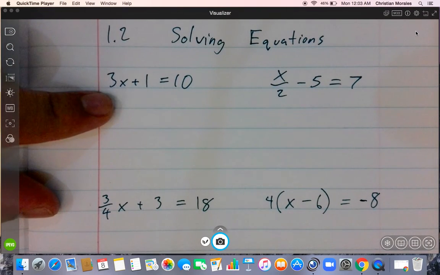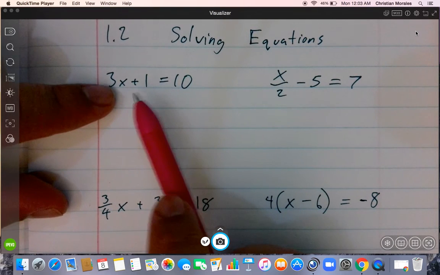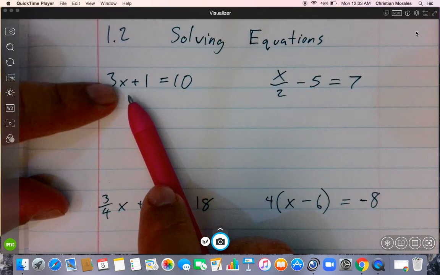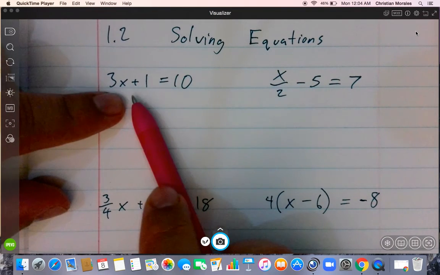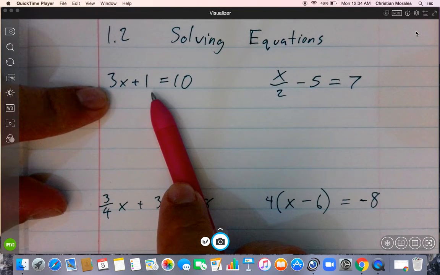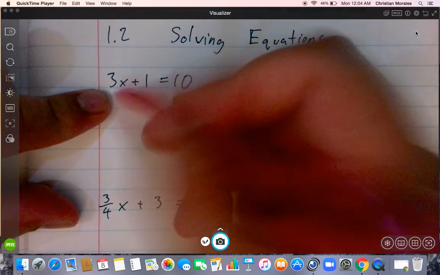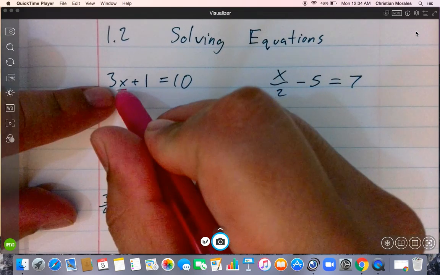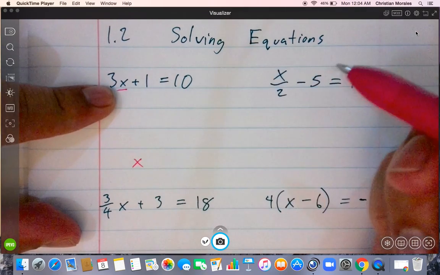So here we see 3x plus 1 equals 10. If you want the x by itself, the 3 and the 1 have to be eliminated, not the 10. You're always looking at the side where the variable is, okay? Doesn't matter if it's on the left side or on the right side. Wherever the variable is, the numbers with it need to go away so that the x can be by itself.